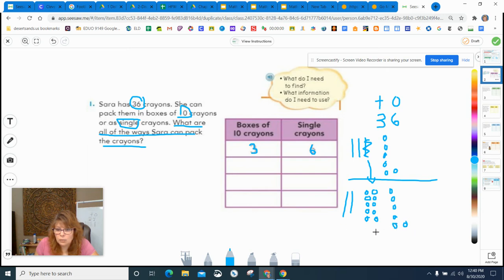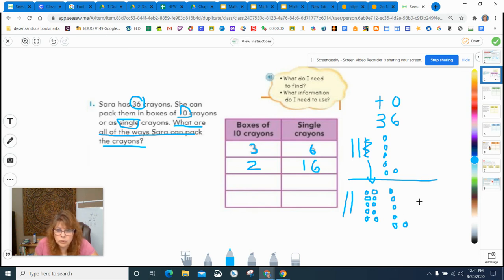So now I have to say what this one says. And it says that I have 2 tens. So I'm going to put 2 tens. And then this one is a group of 10. Remember, we moved this one down. This is 10, 11, 12, 13, 14, 15, 16. So now I have 16 singles.